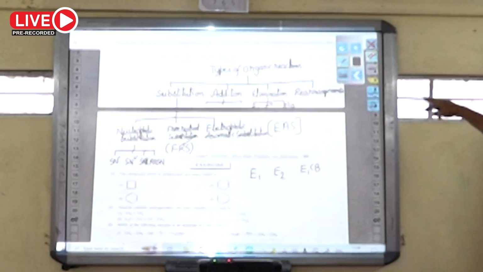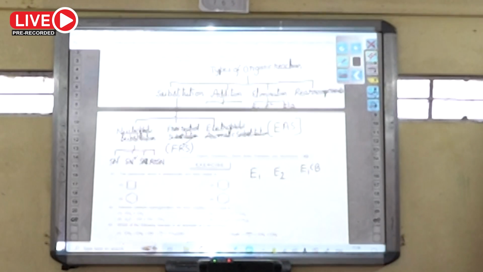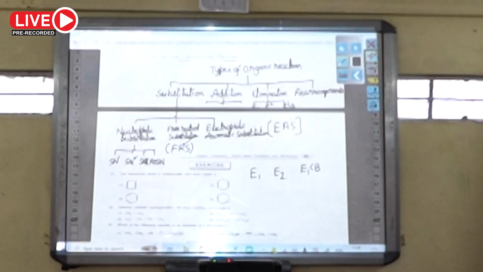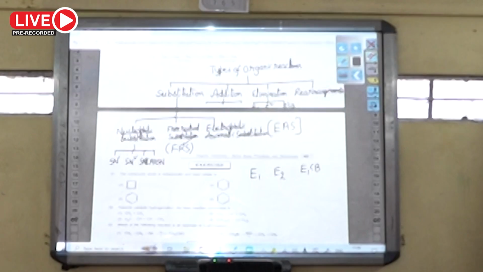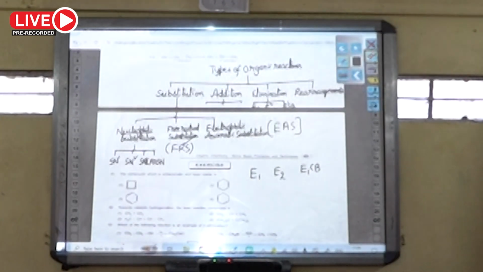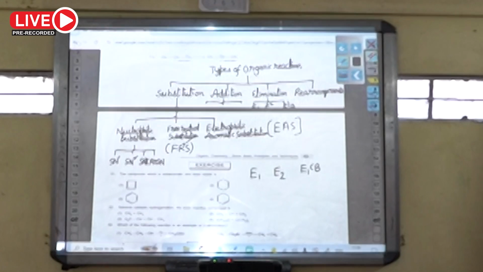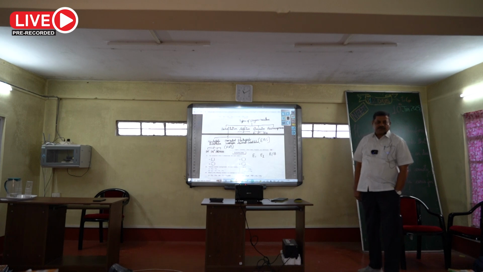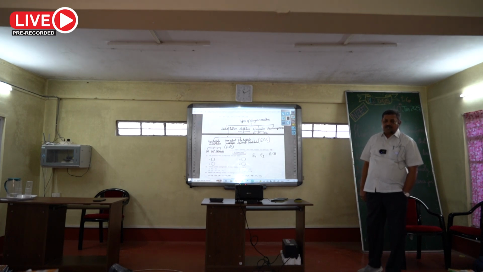Elimination: E1, E2, E1CB, all these are shown by alkyl halides. Alkyl halides undergo elimination reactions. That means haloalkanes. Rearrangements. Just now we discussed pinacol-pinacolone rearrangement. That is a common term, not a particular compound. Rearrangements are shown by many compounds.